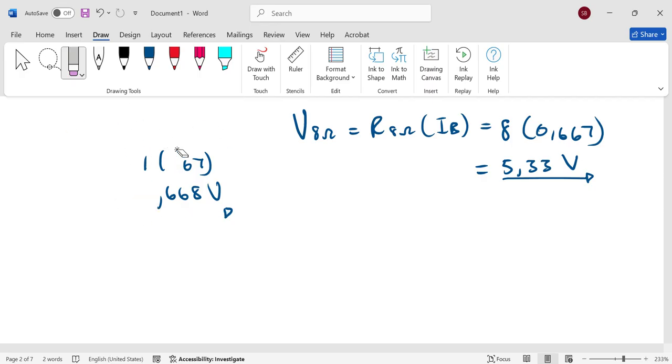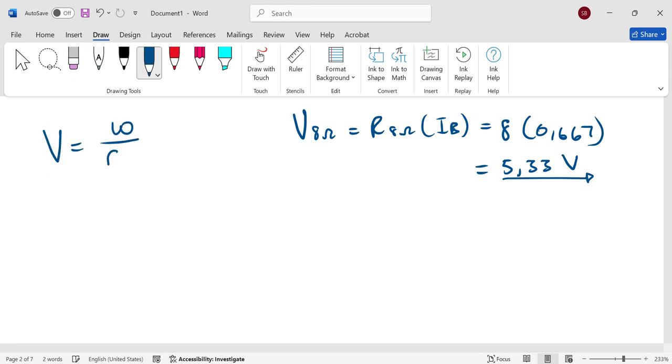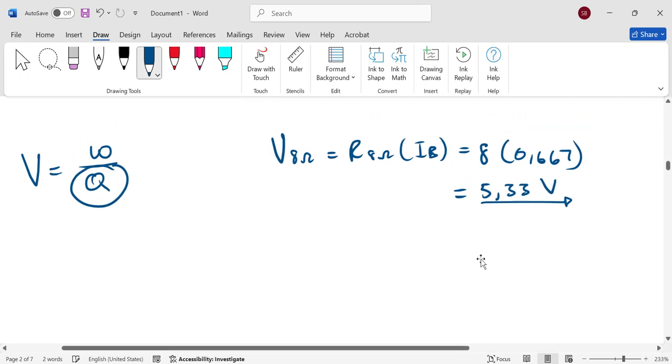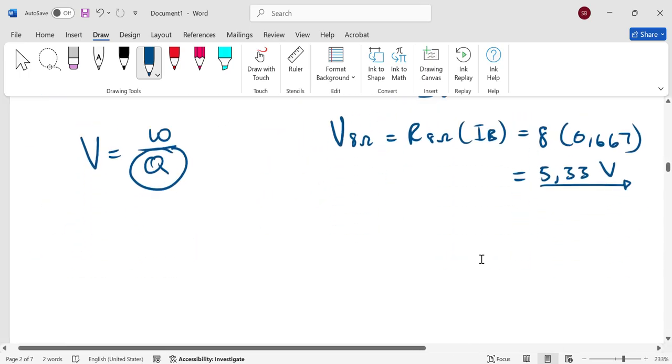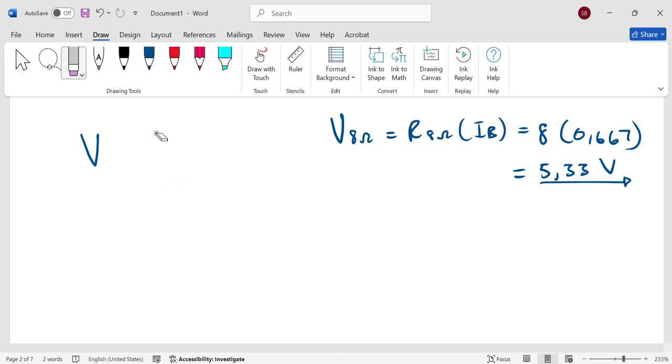Well, not the 4 ohm resistor one. Now that we have the voltage across the 8 ohm resistor, I can then say V equals W over Q. But do we have charge? No. But do we have current? Yes. So we have the current through the 8 ohm resistor, right?